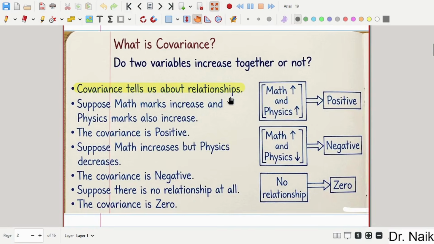What is covariance? Covariance tells us whether the two variables increase together or not. It tells about the relationship between the two variables. Suppose maths marks increase and the physics marks also increase, then the covariance is positive. If maths marks increase but physics marks decrease, then covariance is negative. And suppose if there is no relationship, then the covariance is 0.